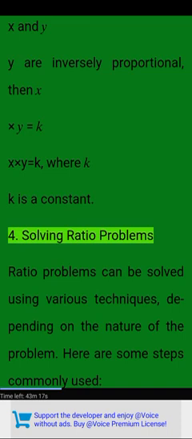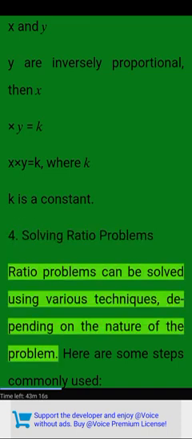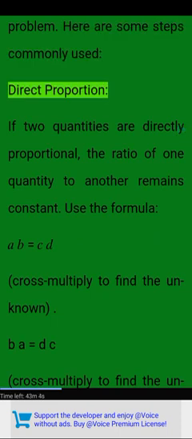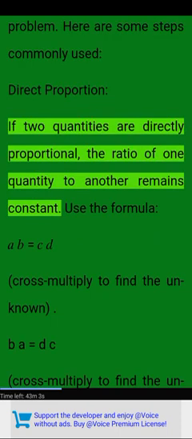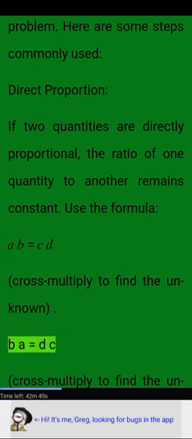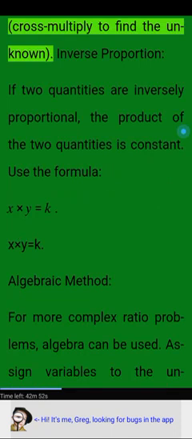4. Solving ratio problems. Ratio problems can be solved using various techniques, depending on the nature of the problem. Here are some steps commonly used. Direct proportion. If two quantities are directly proportional, the ratio of one quantity to another remains constant. Use the formula a/b = c/d. Cross-multiply to find the unknown.